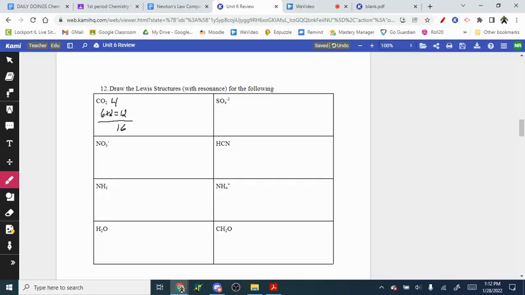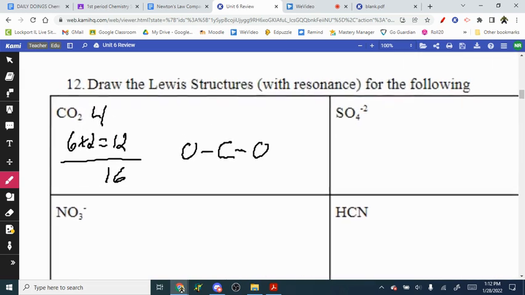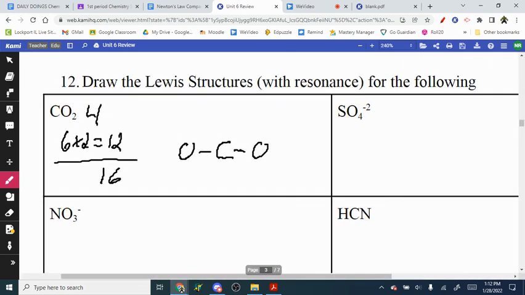Next, we do our skeletal structure. Carbon goes in the middle, oxygen goes on the outside. We do our bonds. I'm going to zoom in a little bit because I like that better. So we do our bonds. We have so far used 4 valence electrons, so we subtract 4 from our total. So we have 12 left. We are going to distribute those 12 valence electrons.